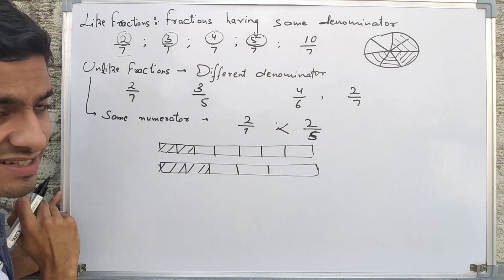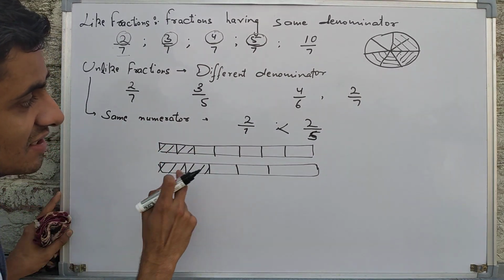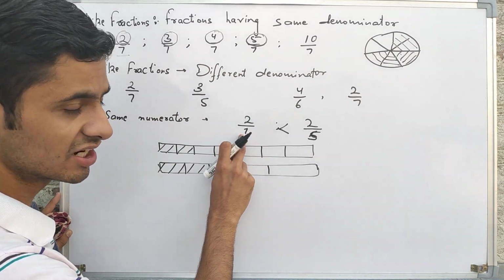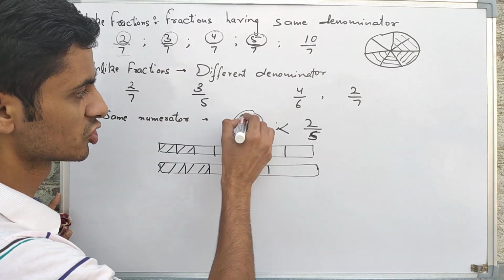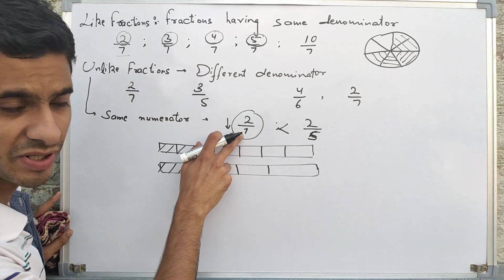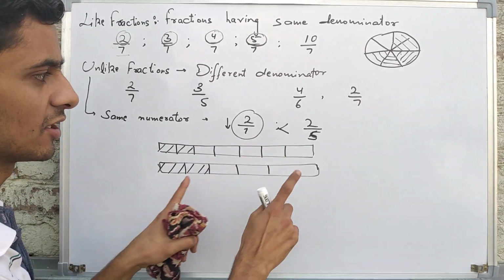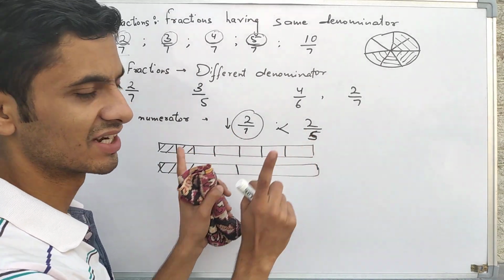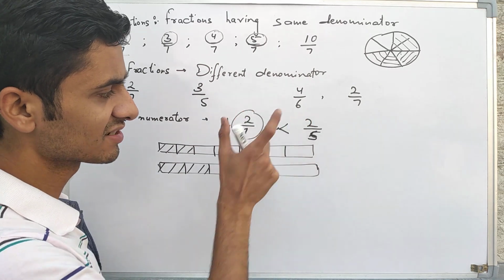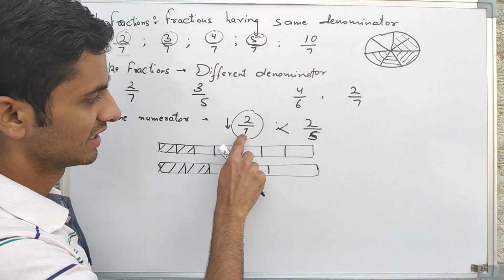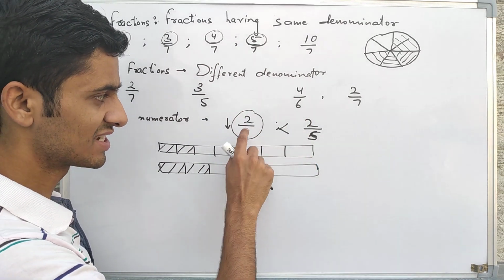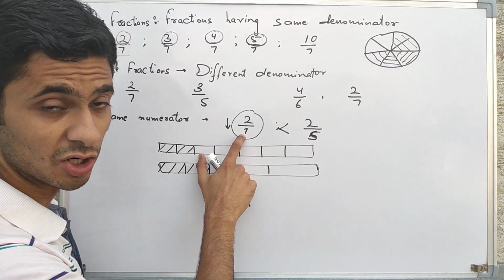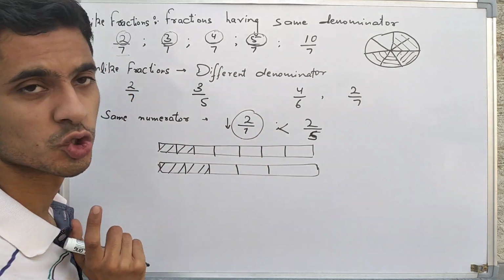So when the numerators are same, in unlike fractions, how to compare? The fraction having bigger denominator is smaller. Here the denominator is bigger. These are two unlike fractions and we want to compare them. We will see what the denominators are, 7 and 5. Numerators same. Now here we will check which one is having bigger denominator. Here it is 7, here it is 5. So this is bigger denominator, so this fraction is smaller.